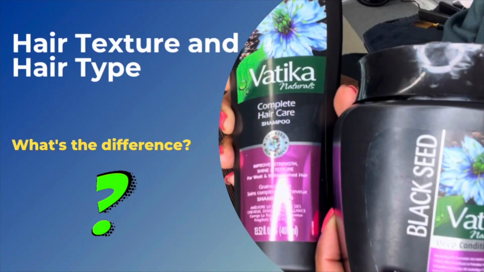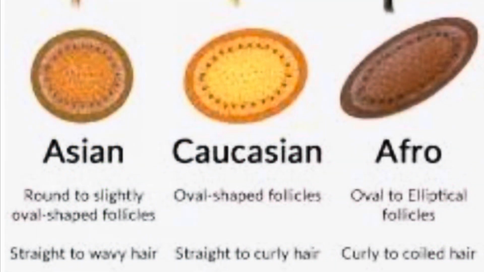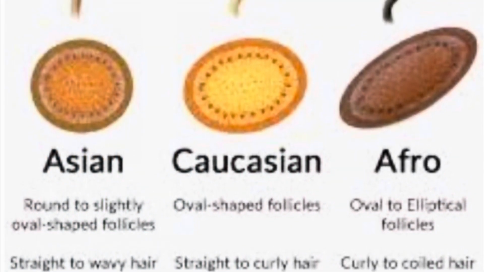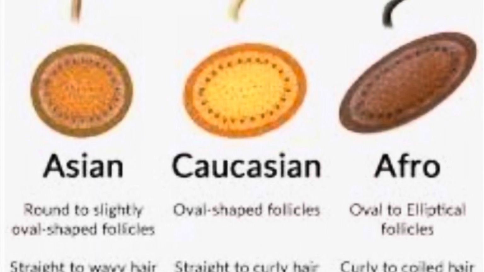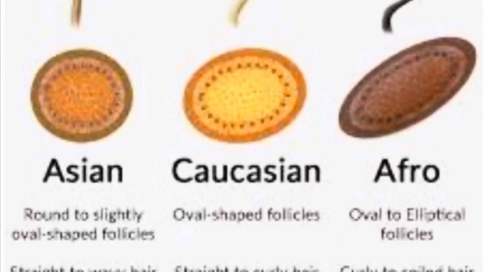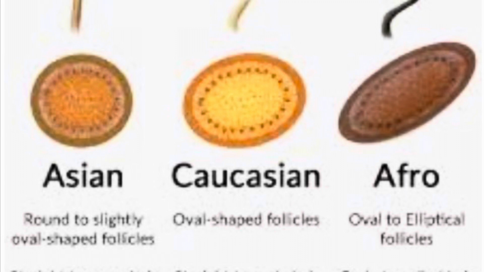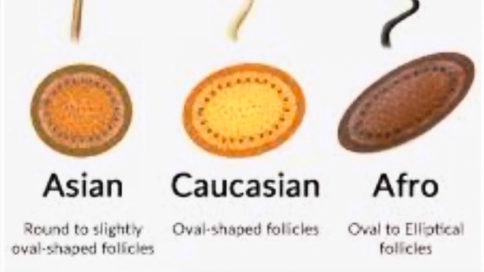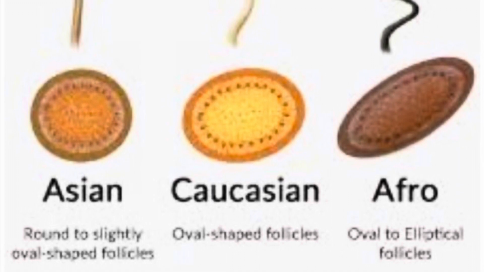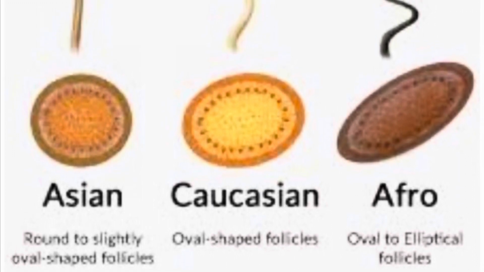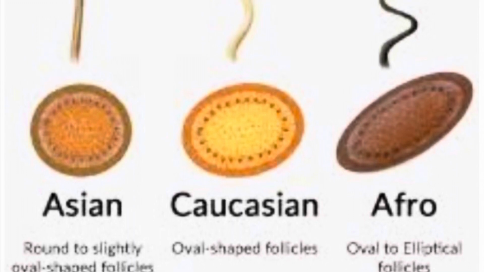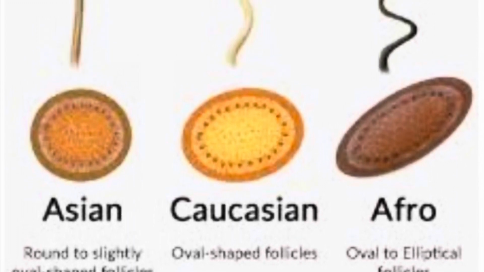So again, the topic is about hair texture and hair type. What's the difference? Starting to the left of your screen, Asian hair: the mouth of the follicle is round and the hair texture is straight. There's no texture in it. Caucasian hair, in the middle of your screen: the mouth of the follicle is kind of oval and there's a slight texture to it, okay?